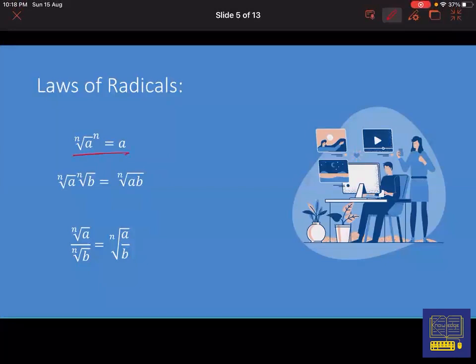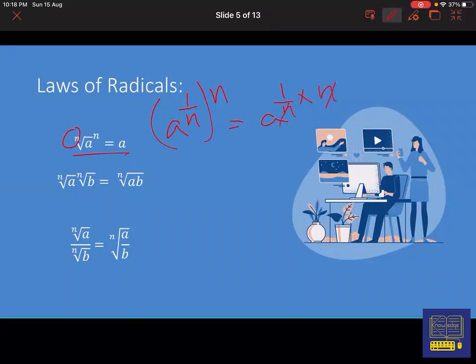So over here, this n can be written as 1 by n, and the whole is to the power of n. So we know, looking at the laws of exponents, that a to the power of 1 by n, to the power of n, is basically a to the power of 1 by n into n. We cancel the n and we get a to the power of 1, which is a. Now over here, it's the same law of exponents, where when we have two common powers, we can write it like this. And the same thing applies for this.